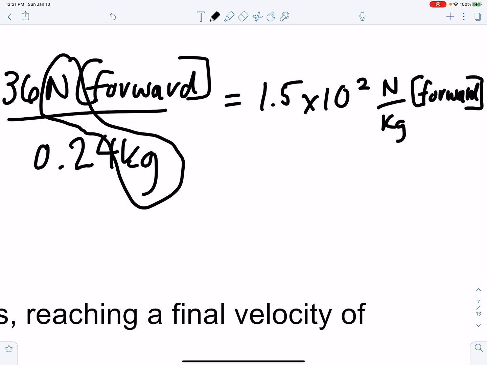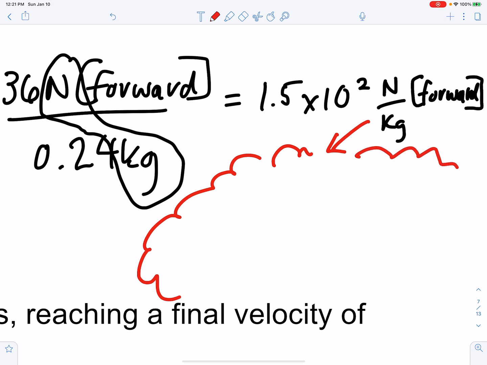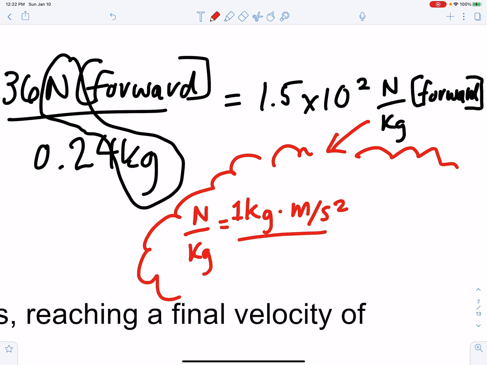Now, newtons per kilogram. Let's take a look at this, a little bit of an aside. We defined a newton as the amount of force required to accelerate a 1 kilogram mass at a rate of 1 meter per second squared. So newtons per kilogram, if you expand it, looks like this. Here we have kilogram divided by kilogram, so we are left with meters per second squared.